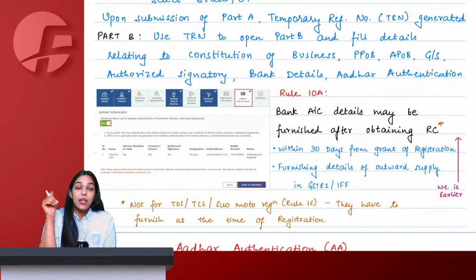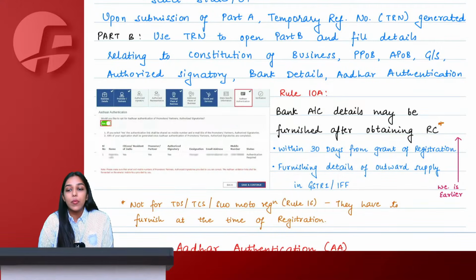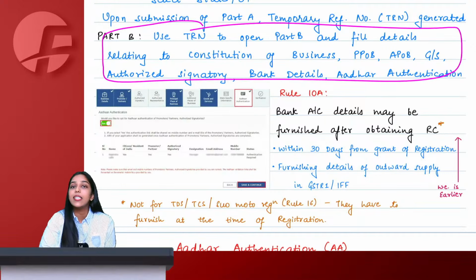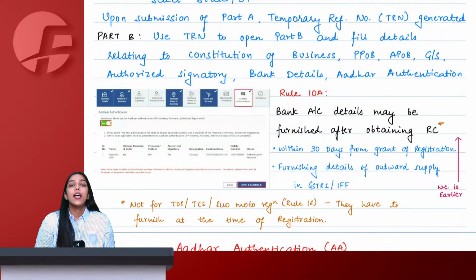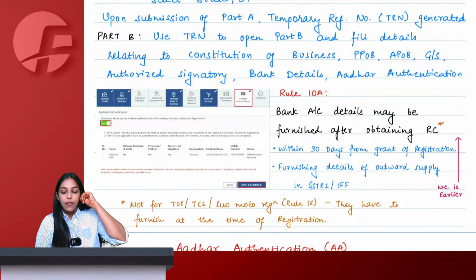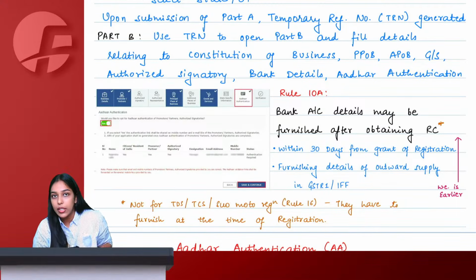So Part B of GST REG-01 is going to ask you many questions, and along with all the document proof, you are going to submit all these details. Now amongst all these details, 2 particular things we are going to discuss, which are bank details and Aadhaar authentication.